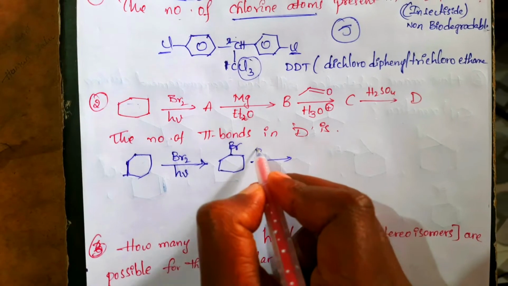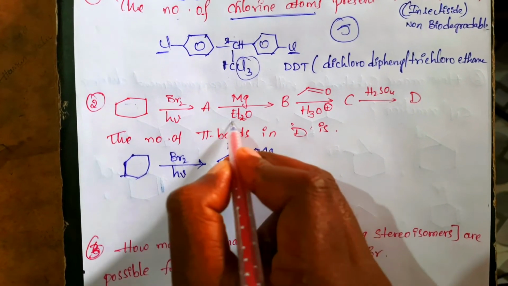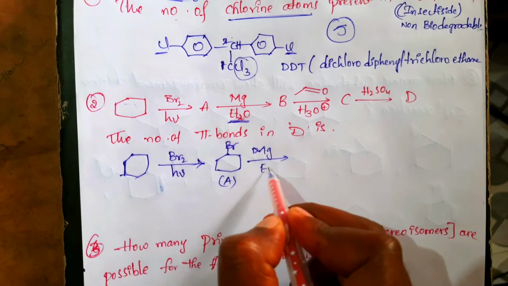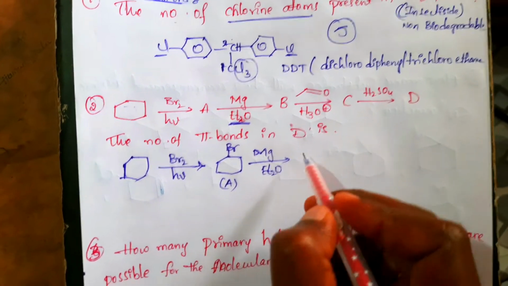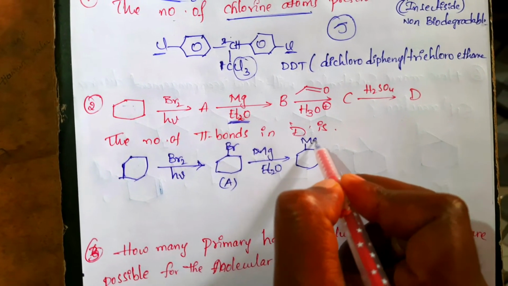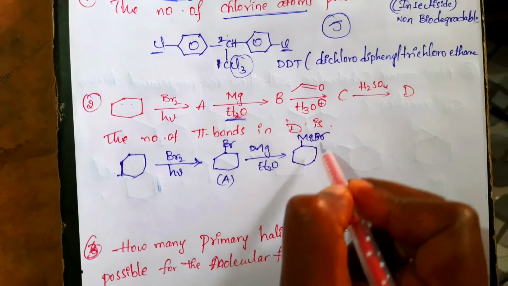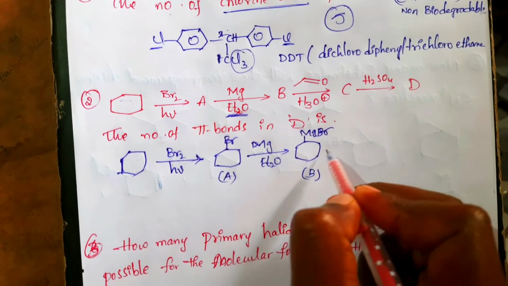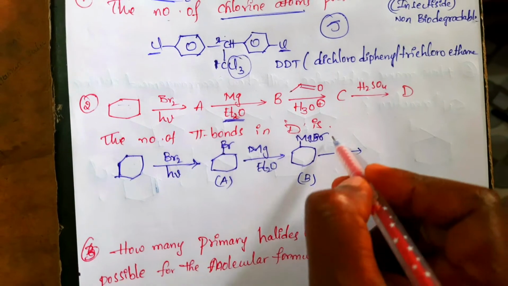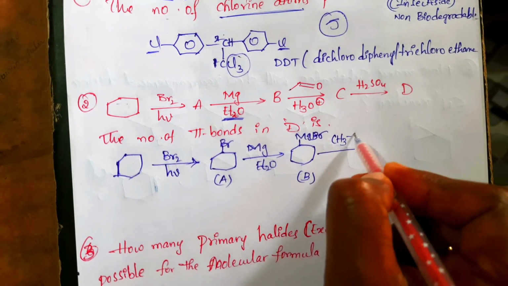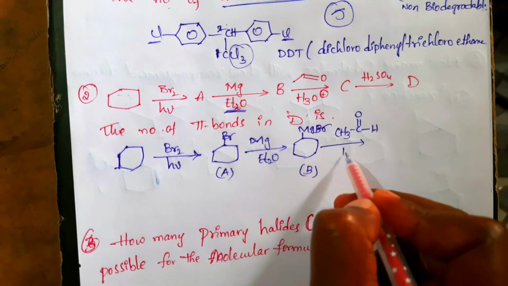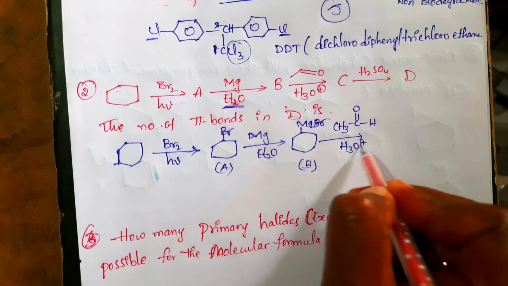Whenever it reacts with magnesium metal in the presence of dry ether, Et2O, we will get the Grignard reagent, MgBr. That is the B product, which on reaction with CH3CHO, that is acetaldehyde, with a C double bond O, and further followed by hydrolysis.